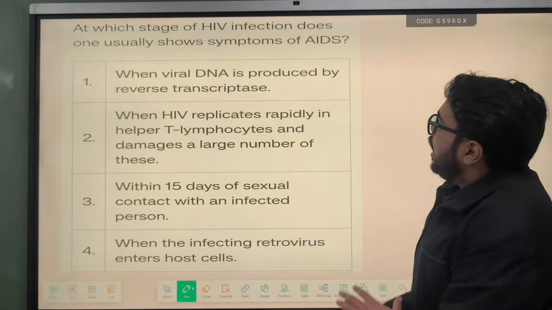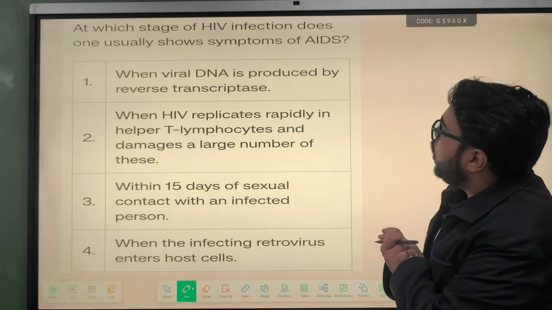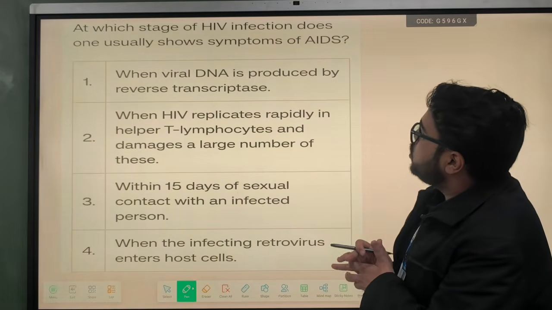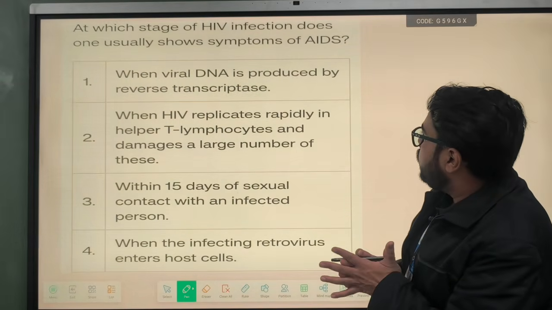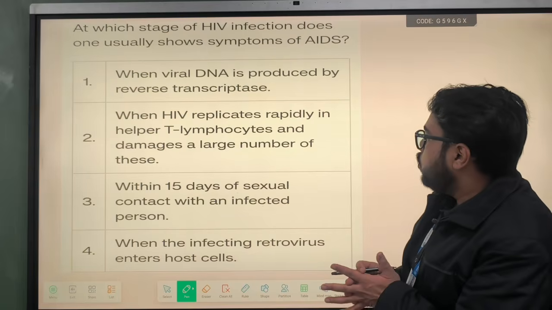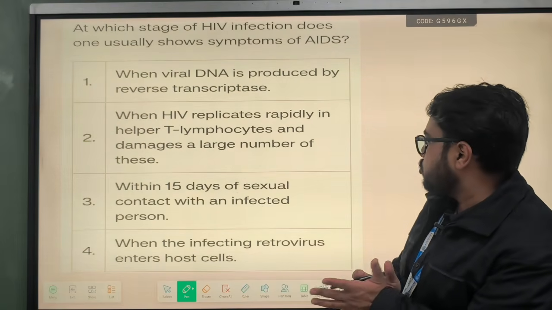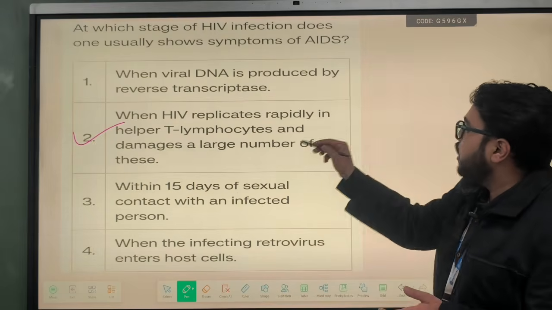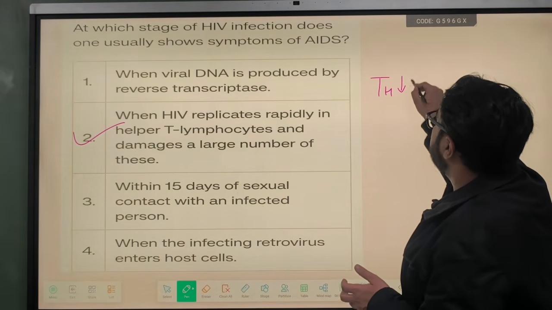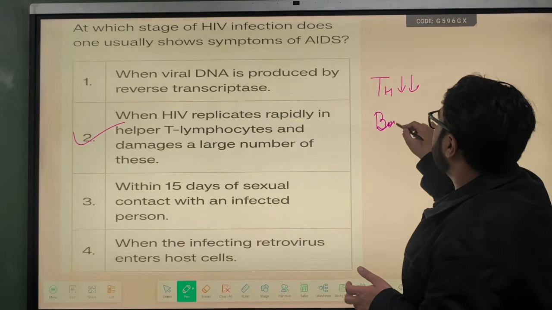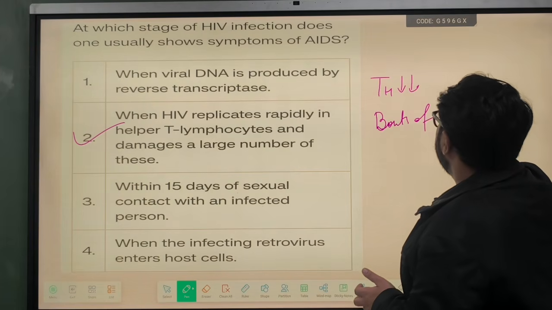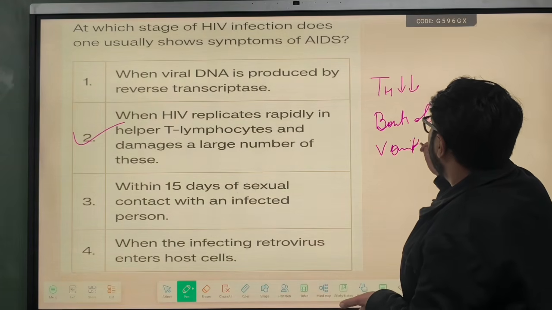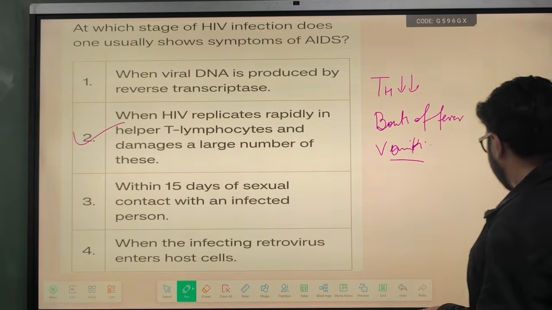At which stage of HIV infection does one usually show symptoms of AIDS? When viral DNA is produced by reverse transcriptase, when HIV replicates rapidly in the T lymphocyte within 15 days of sexual contact, or when the T lymphocyte, the T helper cell, gets reduced. This point is very important, I must say. During that time the person will suffer from bouts of fever. He or she can have vomiting also. This kind of problem can be seen.